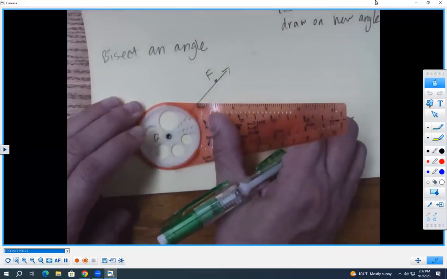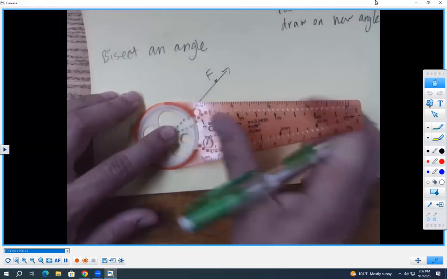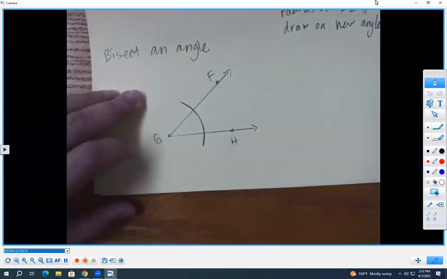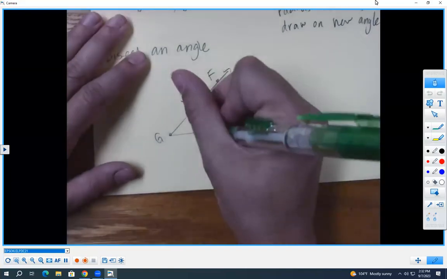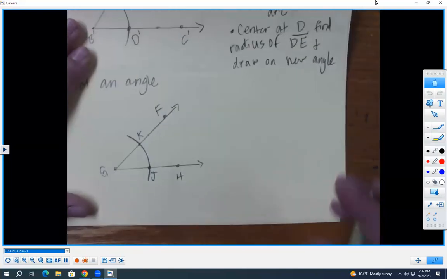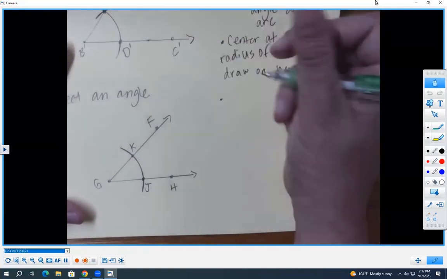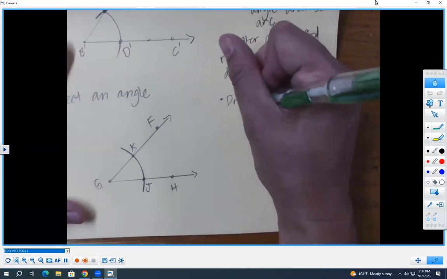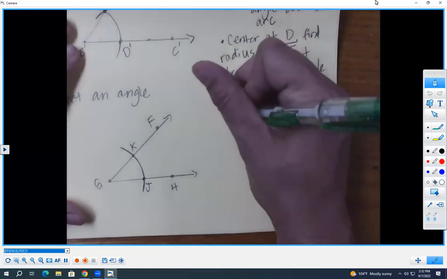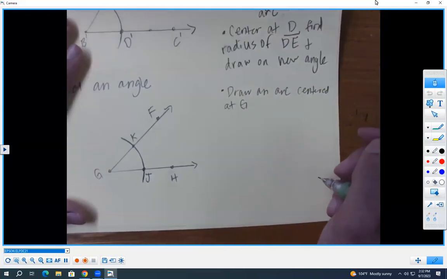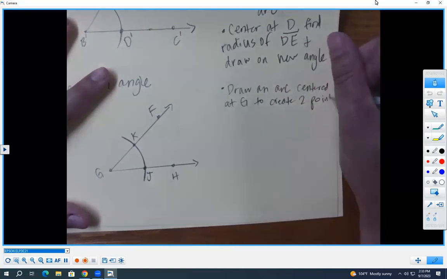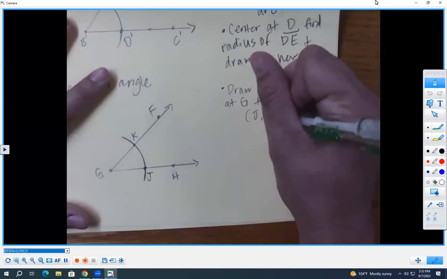So I'm going to start off and put my compass, not my protractor, my compass, centered at G, and I'm going to pick some dot somewhere and make an arc. That gives me 2 perfect starting points. Let's call that J and K. So step 1 here is to draw an arc centered at G to create 2 points, which would be J and K.